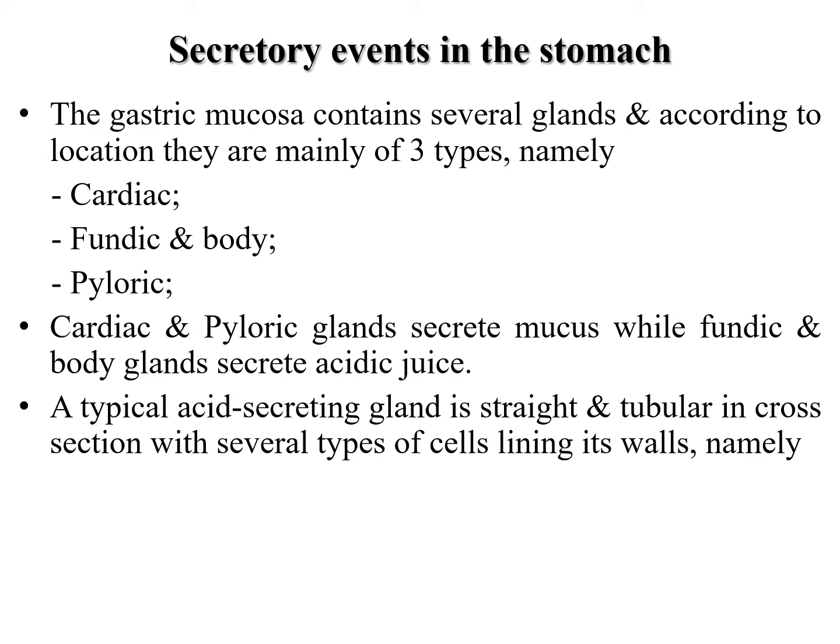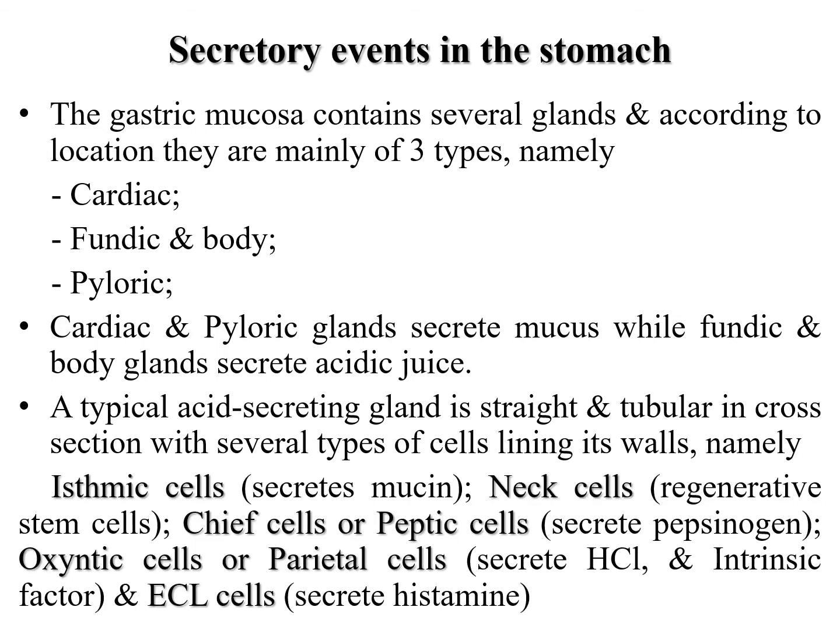Now a typical acid secreting gland is straight and tubular in cross section with several types of cells lining its walls, and they are of different types. One variety are the isthmic cells, that is the cells just lying below the surface near the area where the surface pit connects with the gland's tubular lumen. The cells lining those areas are known as the isthmic cells, and they secrete mainly mucin.